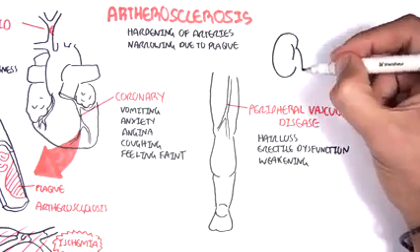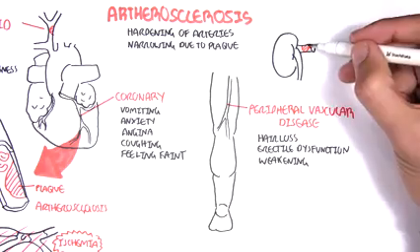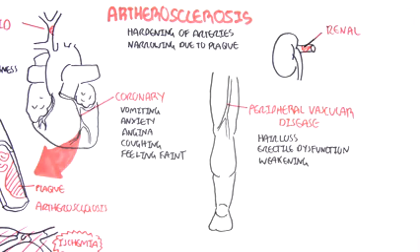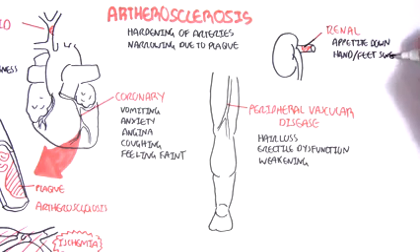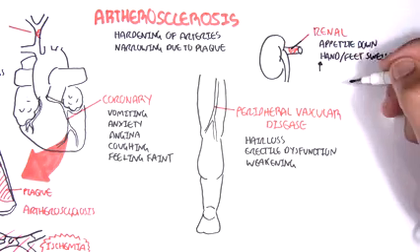Another important site where atherosclerosis can occur is the renal arteries. This can cause a reduction in appetite, swelling of the hands, and most importantly, it can trigger renin release, which will significantly increase the blood pressure.